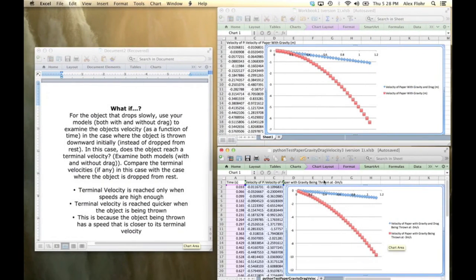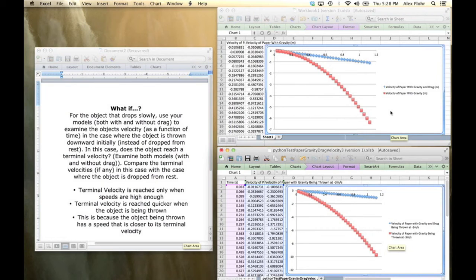So now we want to know, what if we throw the object instead of just dropping it, which means the initial velocity is no longer 0. For this we chose a number of -3 meters per second, which means it was being thrown down. As you can see with these two graphs, the terminal velocity is reached at a much quicker rate for the object being thrown as opposed to the object just being dropped.